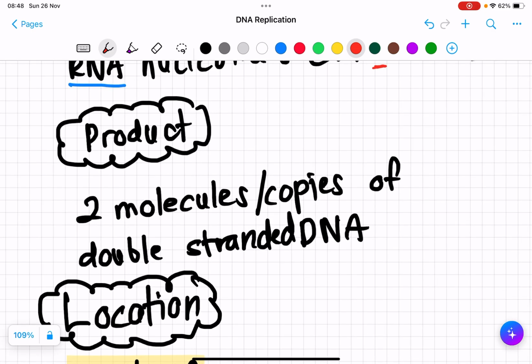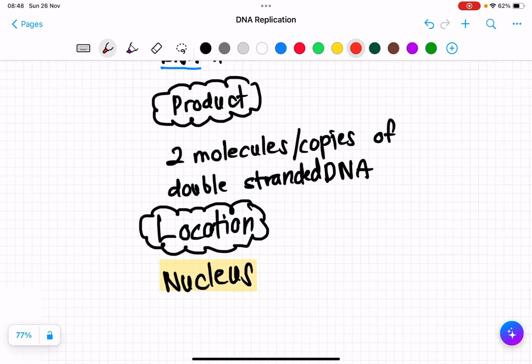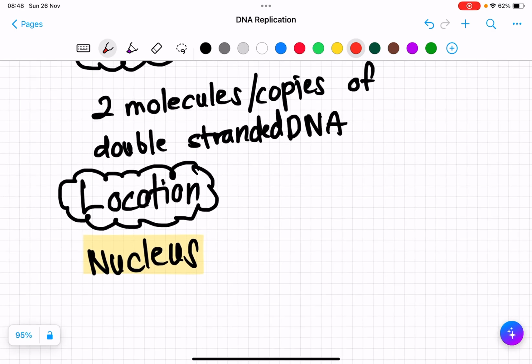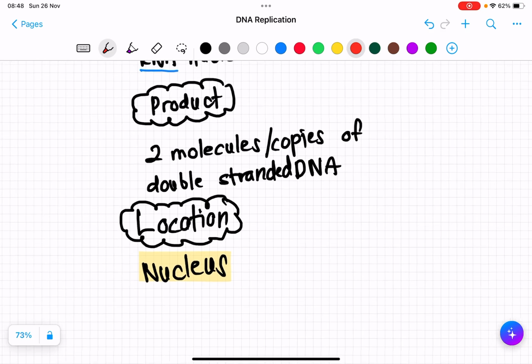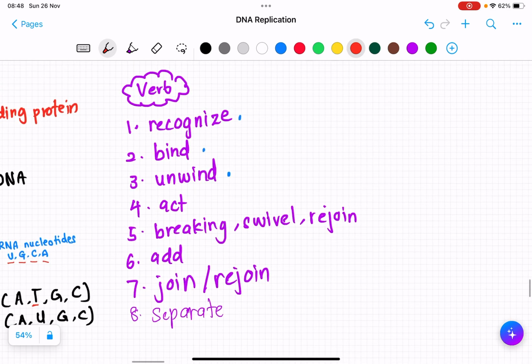Why we have to do DNA replication? Of course, we want to produce, we want to form. The product is 2 molecules of DNA, which is also double-stranded. Location for this process to happen is in the nucleus, because DNA located in the nucleus. These are a few verbs used in the DNA replication process. There are many more, but this is the simple one. Recognize, bind, unwind, act, breaking, shrivel, rejoin, so on and so on.